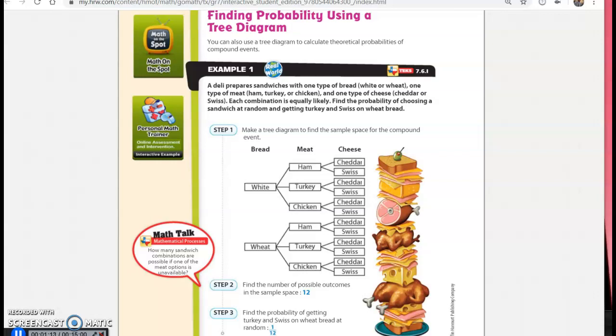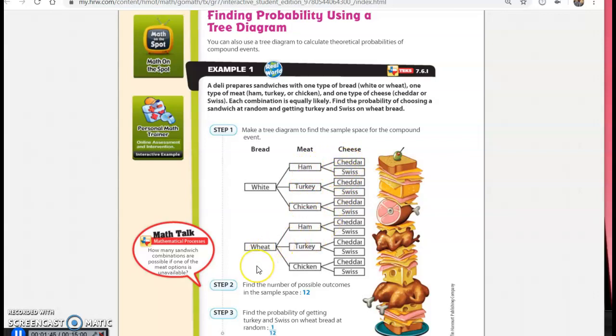So if you notice, we have two different kinds of bread here. The reason that it's called a tree diagram is because, again, we're going to branch off from the initial choice. In this case, we're going to branch off with the three kinds of meat from each of these kinds of bread. So, again, you would have the option of getting a white bread sandwich that would have meat that is ham, turkey, or chicken. You then would have a choice of cheddar or Swiss for each one of those.